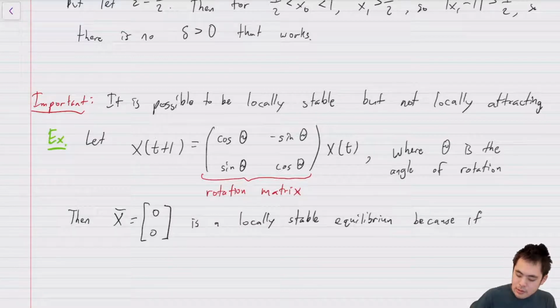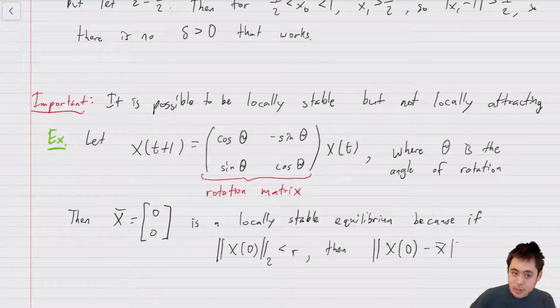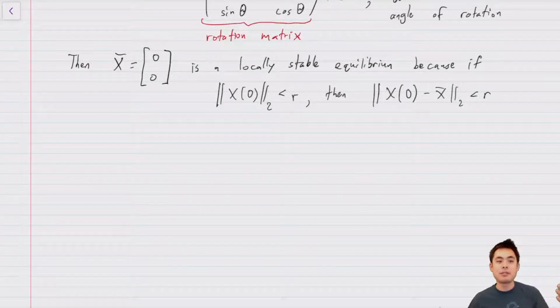Because if a point starts out with distance of x of 0 from x bar less than r, I'm going to use Euclidean distance here, well, the distance is going to be less than r forever, because it's just rotating. The distance from the origin remains constant under this rotation function.